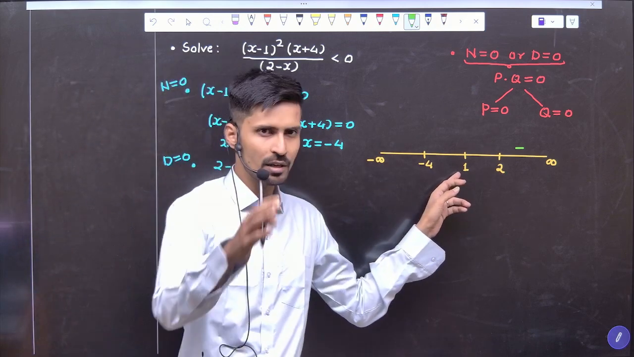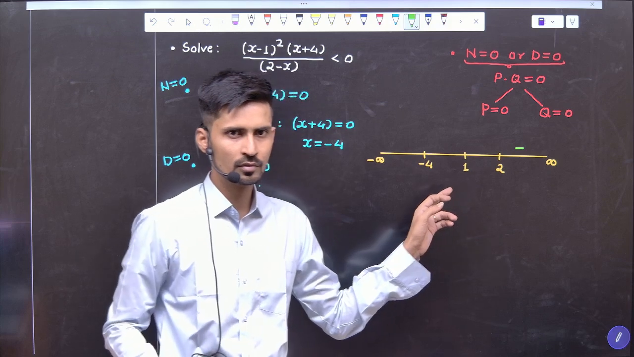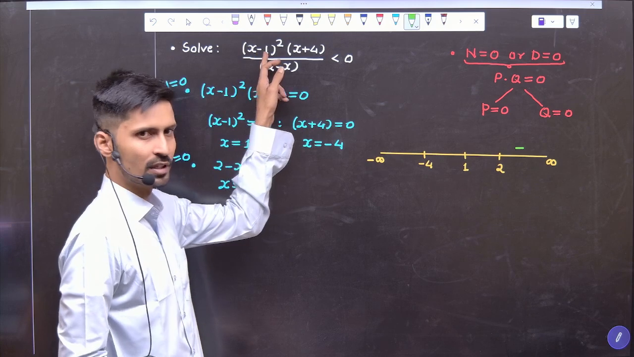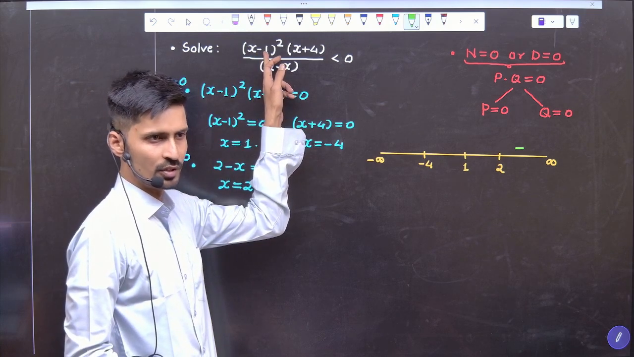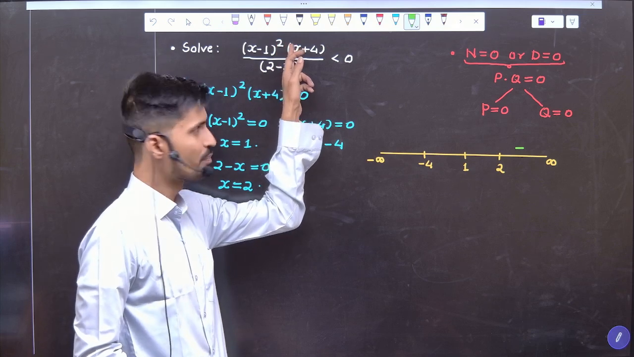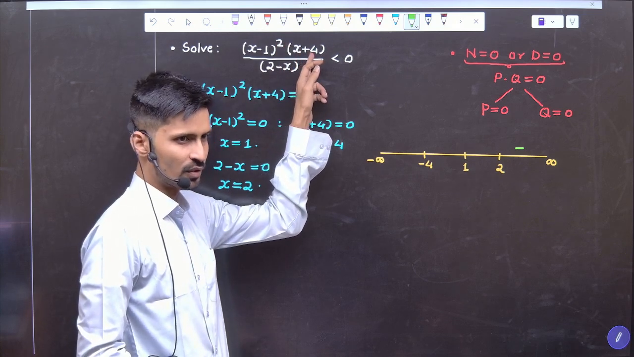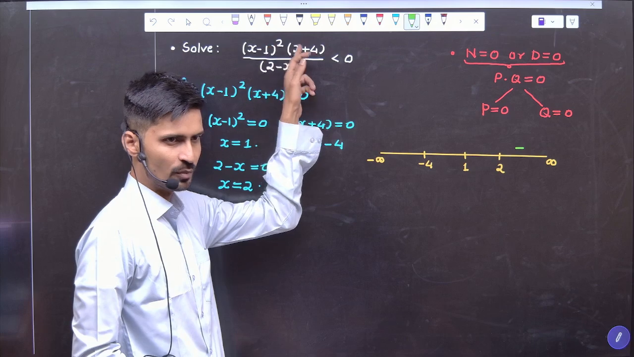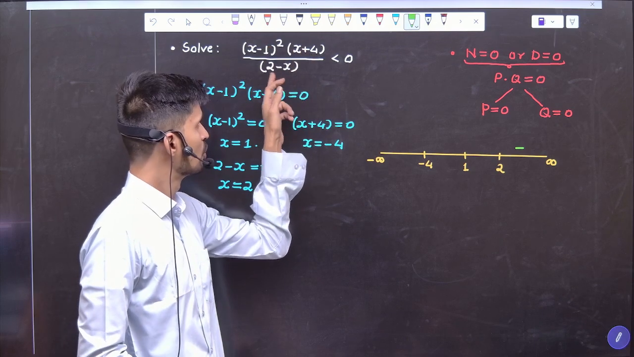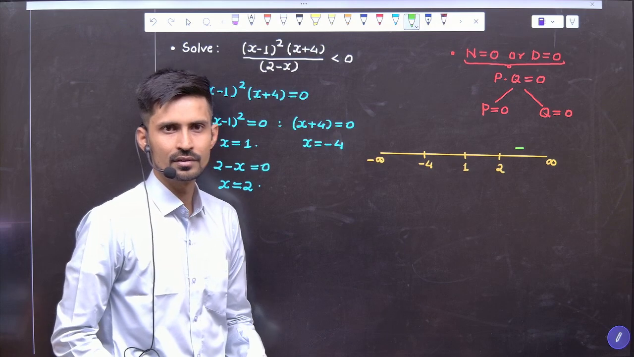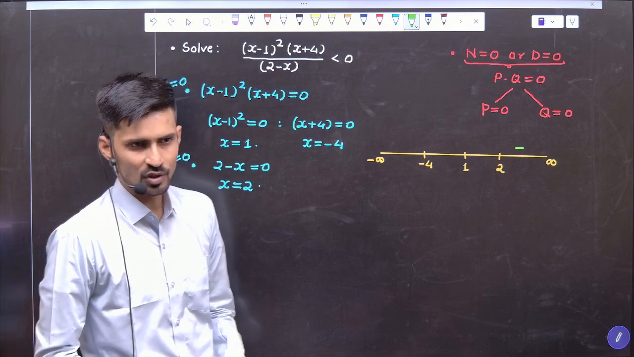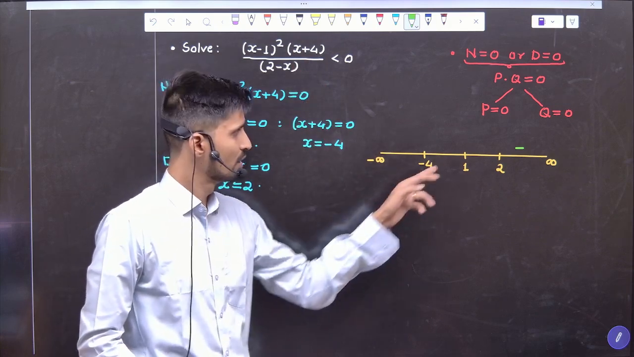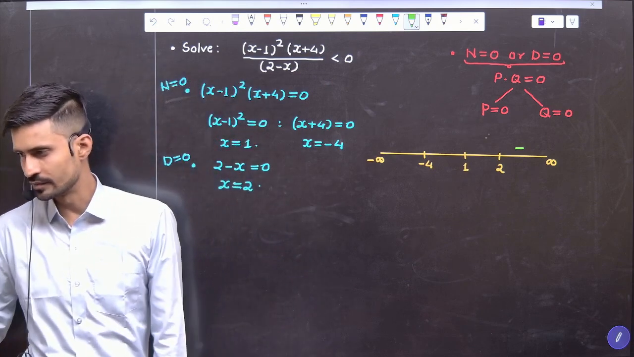Next, tell me any one number between 1 to 2. Very good, 1.5. 1.5 minus 1 is 0.5, its square is positive, na? 1.5 plus 4 is 5.5. Positive into positive. 2 minus 1.5 is 0.5, positive. So tell me, positive by positive, this will get positive. Sit down.